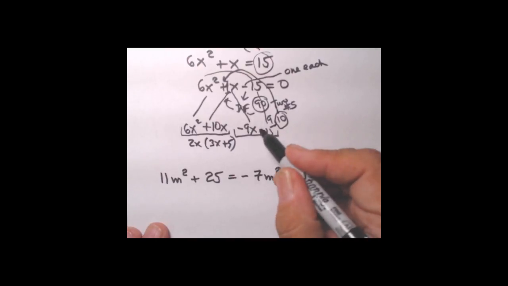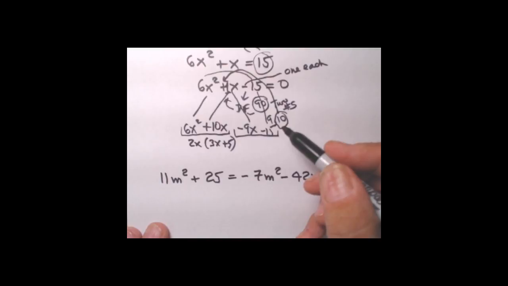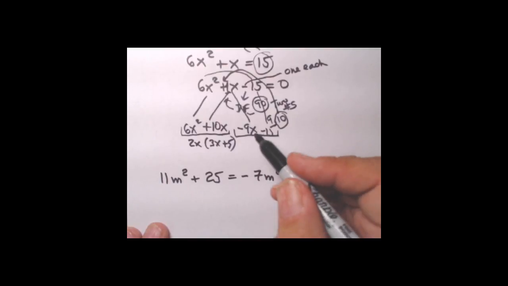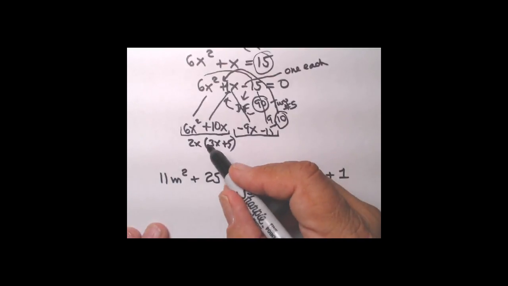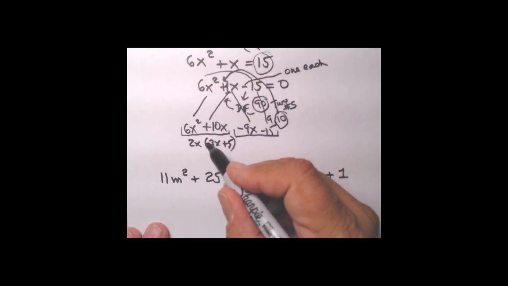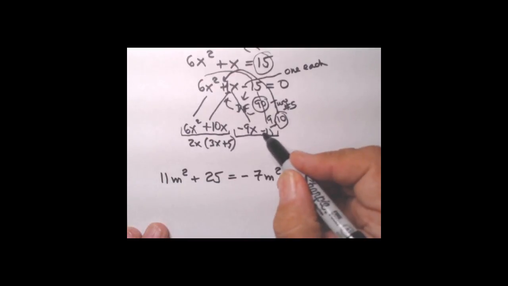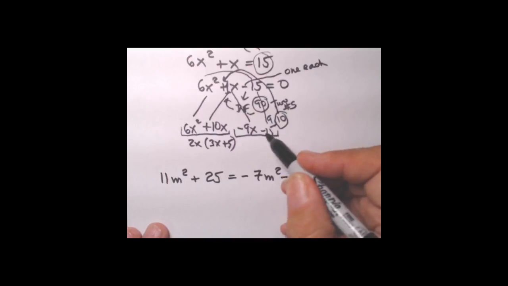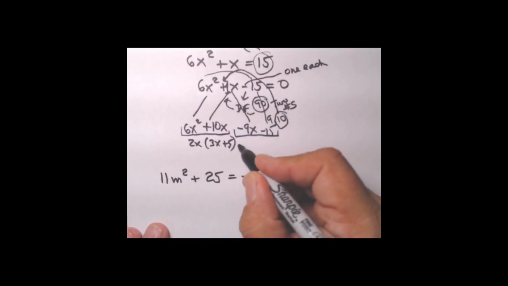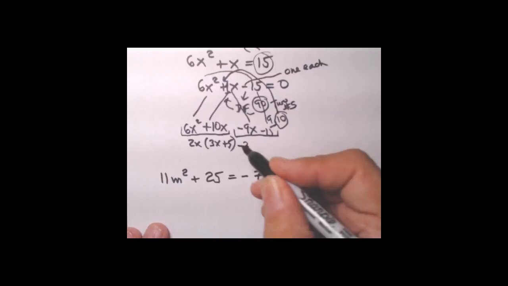Looks like just a 3 is all that's common here. So let's see what we can do. Well, first off, compare the signs. Plus to minus is opposite. Plus to minus is opposite. Okay, so the signs are opposite, so that means we factor out the minus version of our 3.